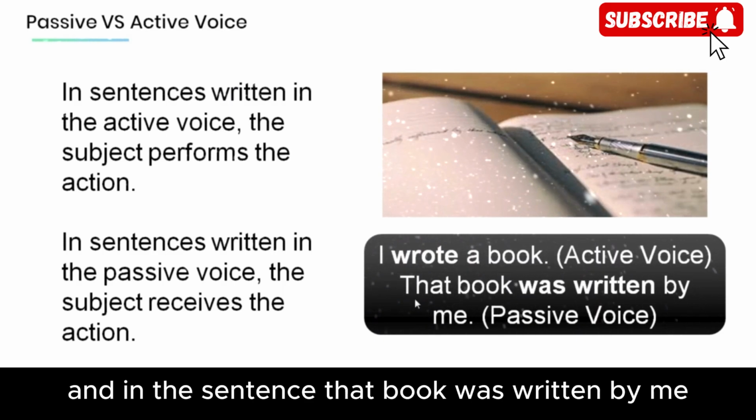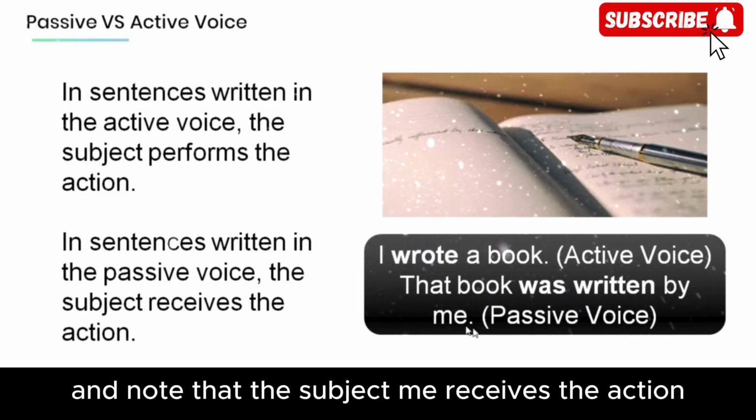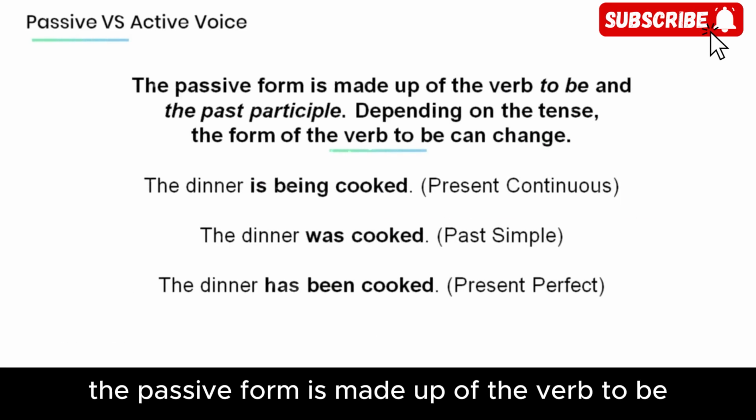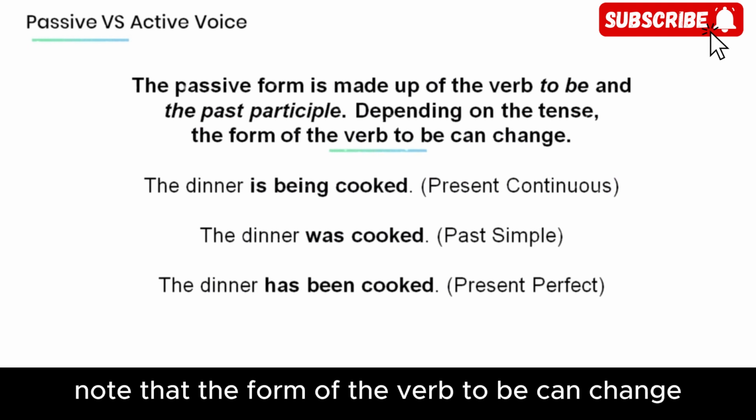And in the sentence, that book was written by me. Now, this sentence is in the passive voice. And note that the subject, me, receives the action, was written. The passive form is made up of the verb to be and the past participle. Now, depending on the tense, note that the form of the verb to be can change.